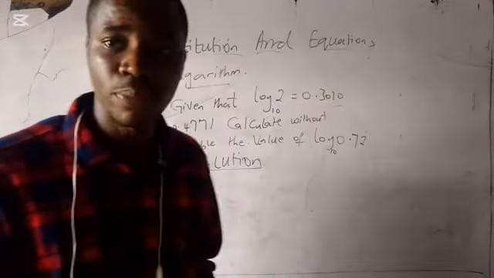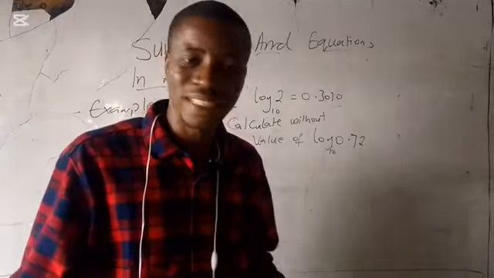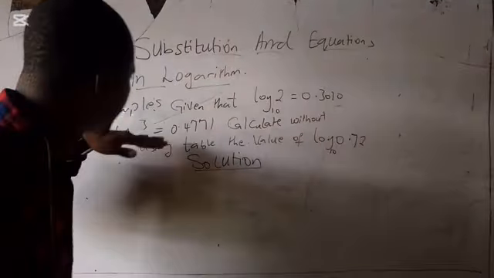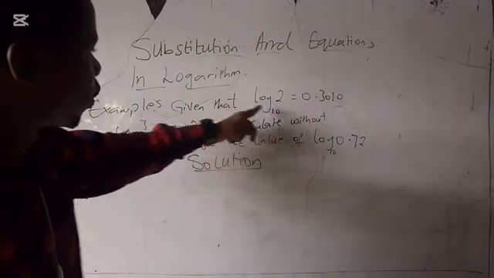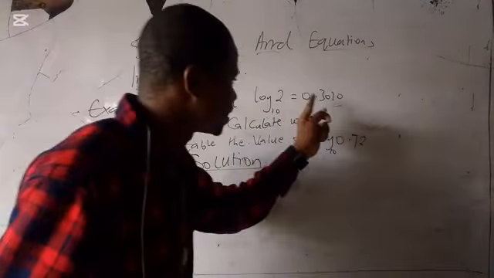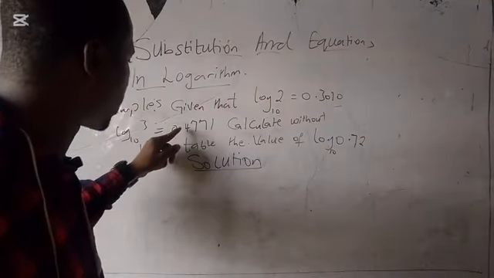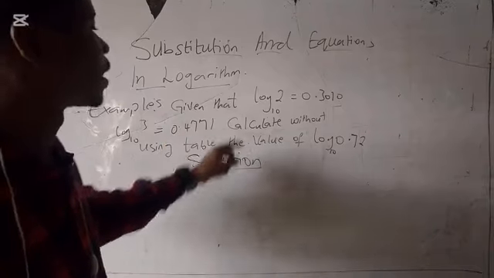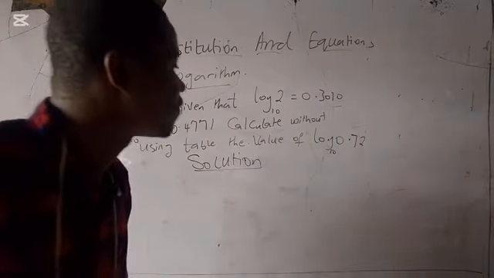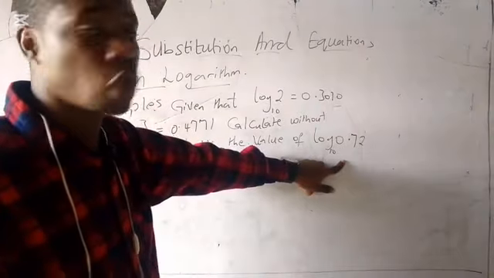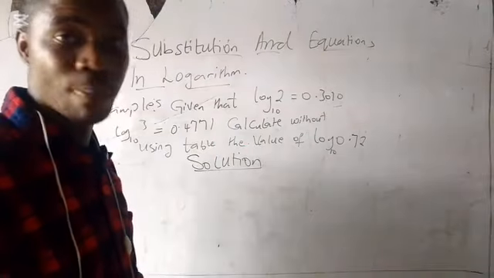I will just be solving some examples. You know, the more you solve examples, the more you will tend to understand a particular topic in mathematics. So this example we have in here is: given that log 2 base 10 is equal to 0.3010 and log 3 base 10 is equal to 0.4771, calculate without using table the value of log 0.72 base 10. This is the question now.